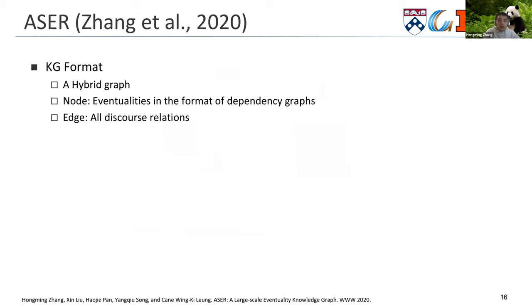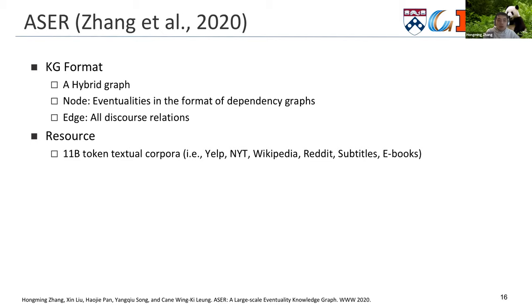Compared with Nollywood, the overall structure of ASER is more complex. As a result, it has the potential to cover richer event knowledge, but also faces a larger extraction difficulty. Specifically, ASER is a hybrid graph, where each node in ASER represents an eventuality, which is in the format of dependency graphs. Currently, ASER uses all the discourse relations between eventualities as the edges. So for the resource, it uses an 11 billion token corpus, including Yelp, New York Times, Wikipedia, Reddit, subtitles, and eBooks.